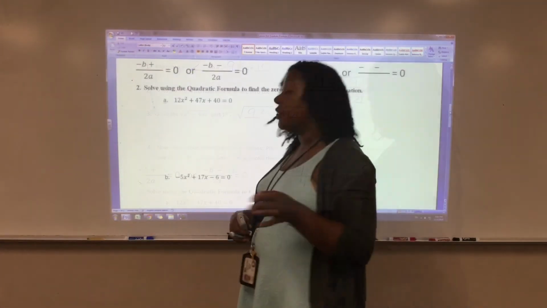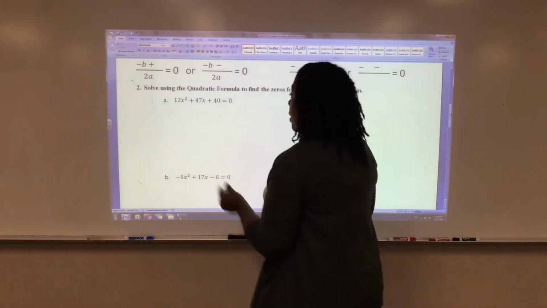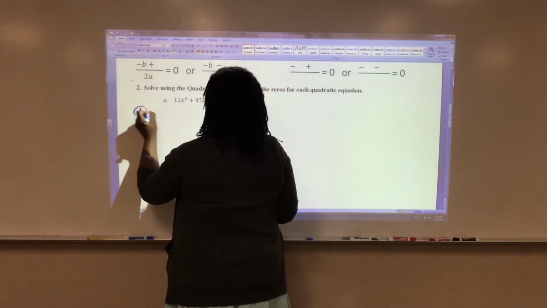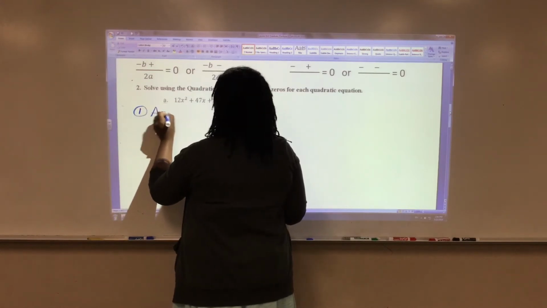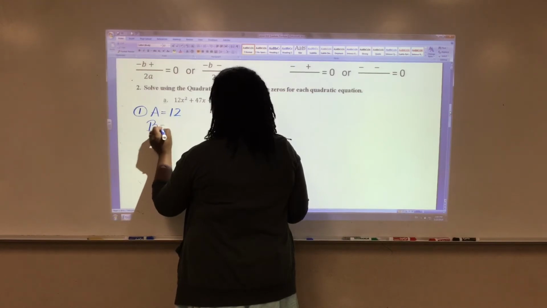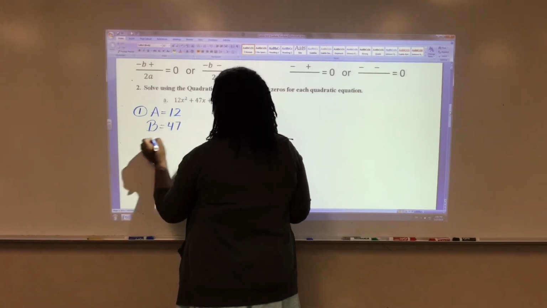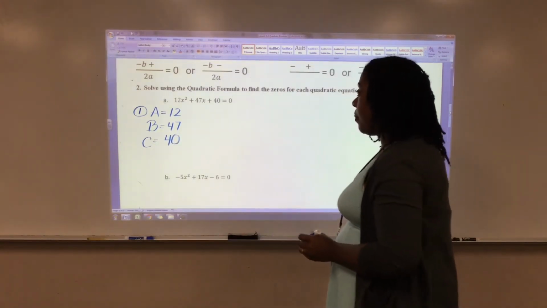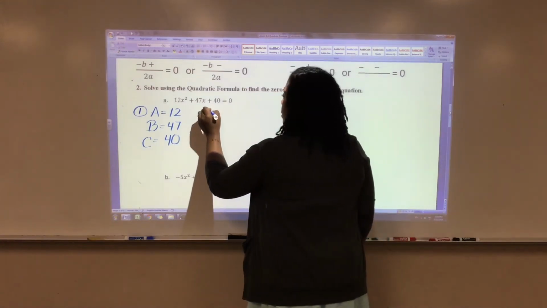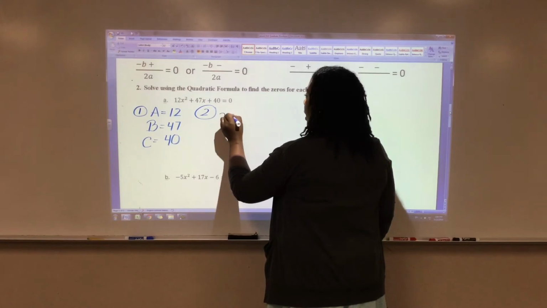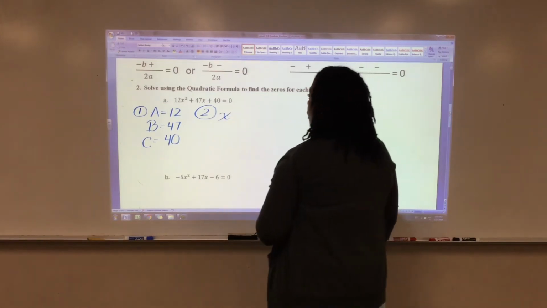Using the model for the 4 steps, we're going to start with step 1. Step 1 is always identifying A, B, and C. So A is 12, B is 47, and C is 40. Step 2 is to plug A, B, and C into the quadratic formula.